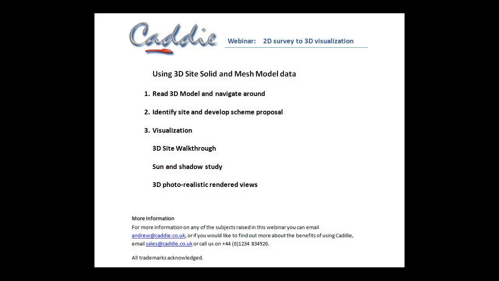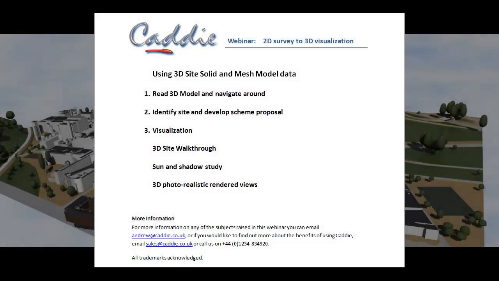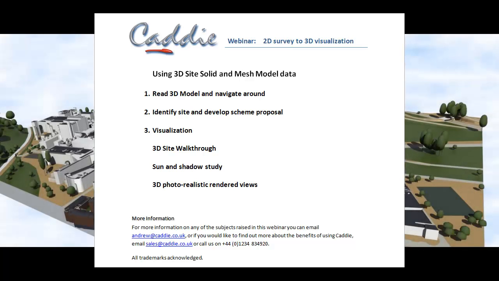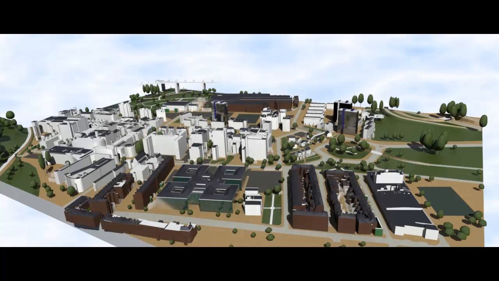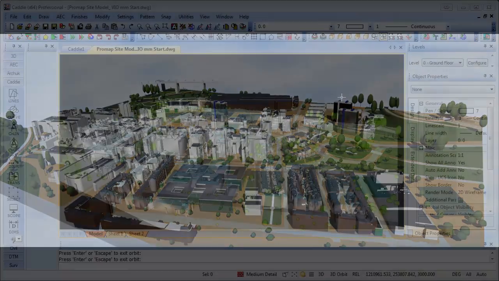In this example, we'll explore how we can use the 3D models available from people like ProMap and ZMapping to incorporate our own designs into, creating 3D walkthroughs, sun and shadow studies, and giving ourselves a much better idea of how our development will look within the built-up environment locally.